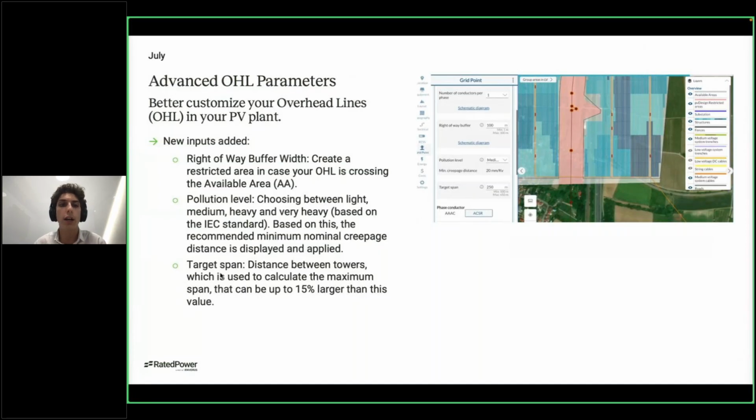And finally, we've got the target span, which basically measures the distance between towers, and it's used to calculate the maximum span, which can go up to 15%. Okay, it considers restricted areas, it considers terrain slopes, so you may have values which are a bit different from the ones that you've established, but it will always try to converge into that value.